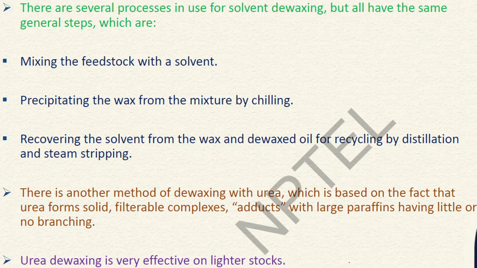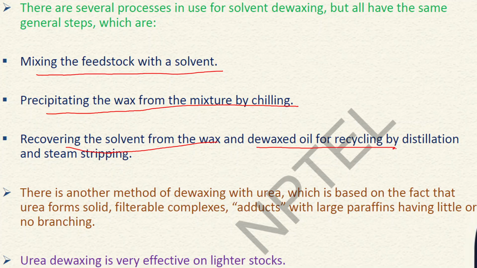There are several processes in use for solvent dewaxing, but all of them have some general steps. First, mixing the feedstock with a solvent, then precipitating the wax from the mixture by chilling. We mix it with a solvent, then decrease the temperature, chilling is done, and the wax crystallizes. Then filtration, and recovering the solvent from the wax and dewaxed oil for recycling by distillation and steam stripping.